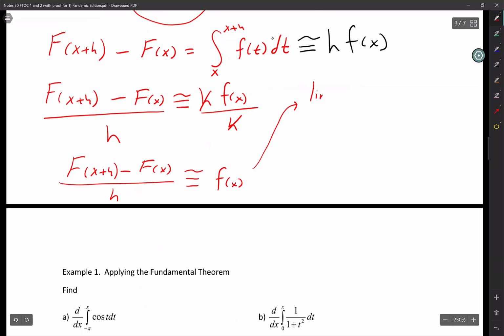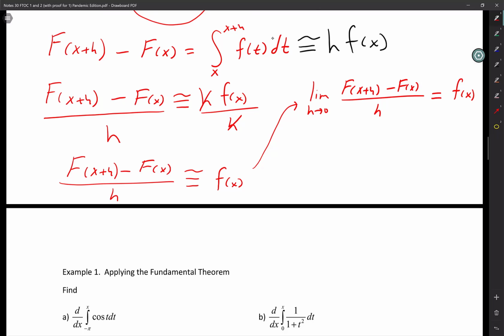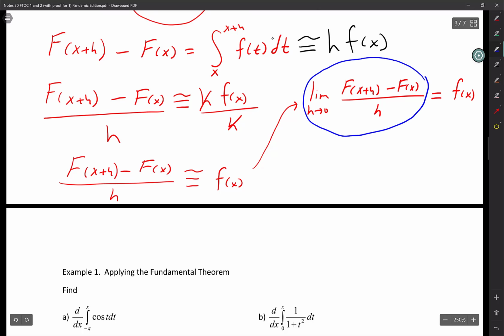So I can do this. Limit as h approaches 0 of F of x plus h, capital F, minus F of x, all over h. And that is definitely going to equal f of x. Look what we just did, and some of you already realized it. This that I'm circling is just what? Definition of a derivative. Yeah, that's the definition of a derivative for which one? Capital F.